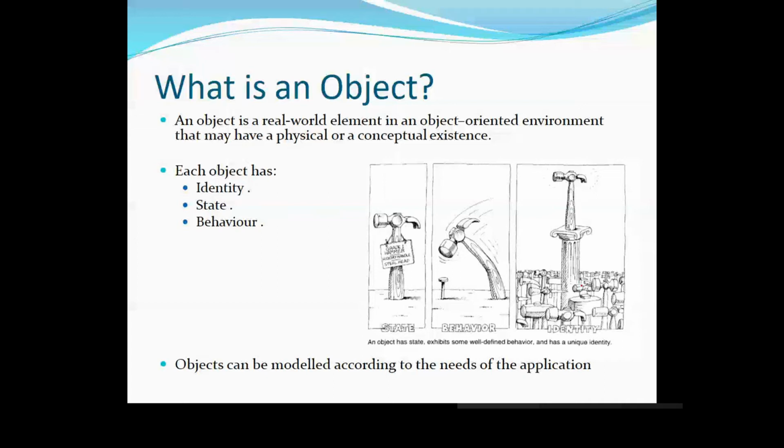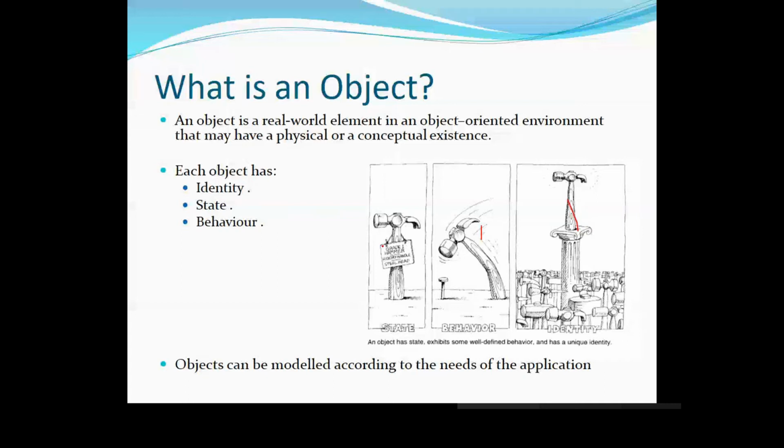And you can look at the picture that shows the identity. This is the hammer, and this is the behavior, that it can hit the nail. And this is the state, sorry, a card shows what the state of the hammer is. Now the object, probably you would know that you need to model it as you need in the application. It's not just that you put an object with identity, state, behavior. This identity, state, and behavior will be modeled according to the need in the application.